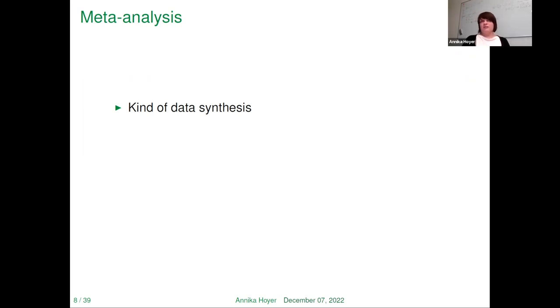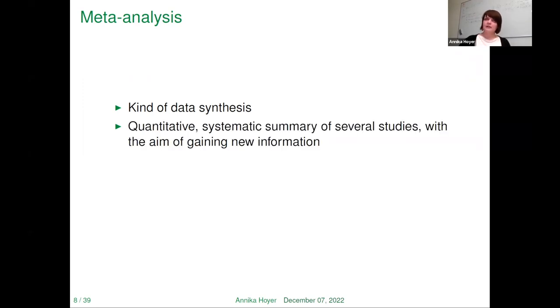So let's first think about what a meta-analysis is in general. As I said before, it's a kind of data synthesis. We have several studies with the same diagnostic test that should be summarized. It is a quantitative systematic summary of several studies with the aim of gaining new information. So we have different studies, same diagnostic tests, but the studies have different sample sizes, for example, and now we want to create a summary measure that accounts for different sample sizes, for other things that are different between the studies and so on. And finally, we want to get a meta-analytic sensitivity and a meta-analytic specificity in case of diagnostic accuracy studies. And if you think about clinical studies, we are interested, for example, in a summary odds ratio or summary relative risk.